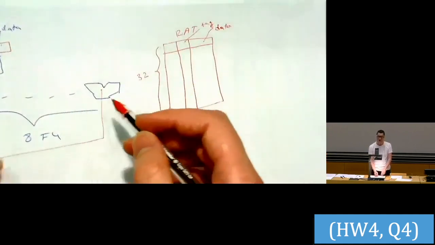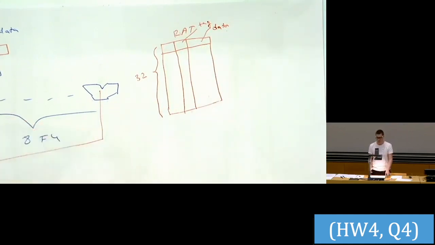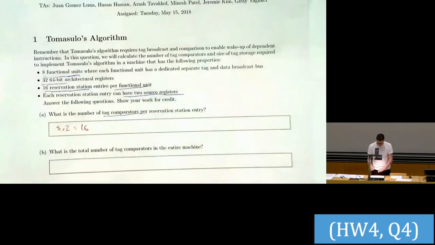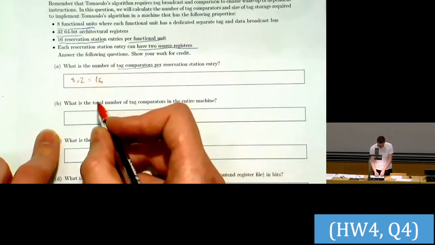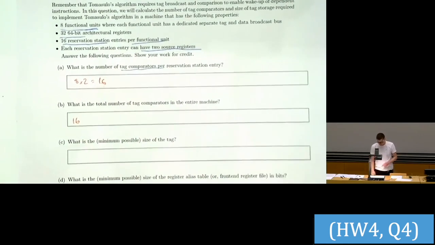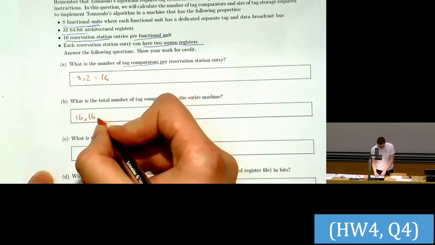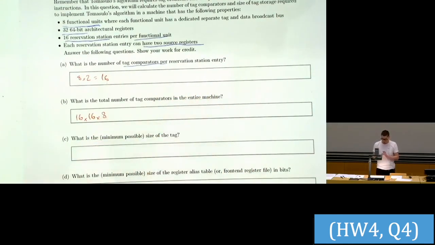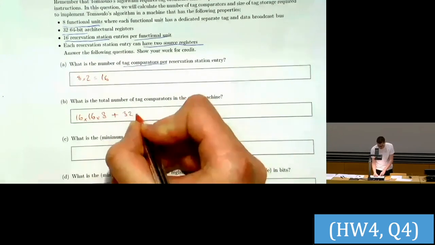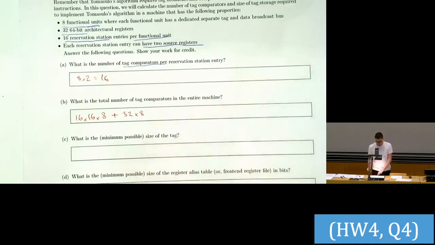And then it will be again multiplied by the number of functional units, because in a single cycle, we will need to compare those tags against each of the results coming out from the functional units. Okay, so if we accumulate everything together, we have 16 tag comparators for each entry, right? And we have 16 entries in a single reservation station. And then we have eight reservation stations in total. Okay, so those are the total number of tag comparators for the reservation stations. For the register alias table, we'll also need 32 multiplied by eight comparisons. So here eight again is the number of functional units we have. Yeah, and you can calculate this, okay?